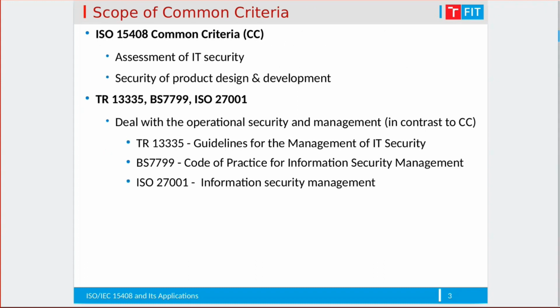So, the scope of the Common Criteria is actually related to the security of product design and development, not the operation and management. And it deals with the assessment of IT security. So this is the characterization of the Common Criteria in one sentence. In contrast, there exist other standards like guidelines for the management of IT security or code of practice for information security management, which deal with the operational security and management during the operation of the product.